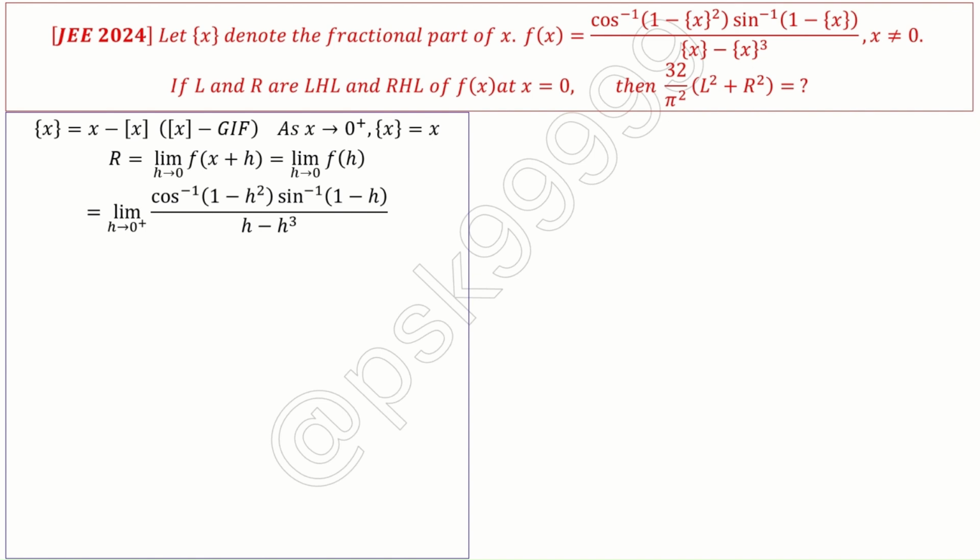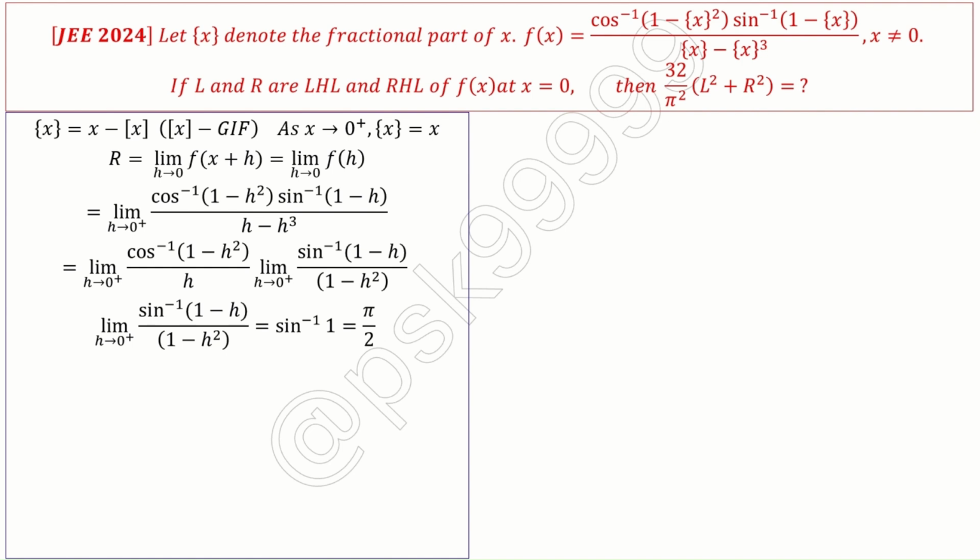So limit h tends to 0 plus cos inverse of 1 minus h square, sin inverse of 1 minus h, divided by h minus h cube. I can rewrite this as limit h tends to 0 plus cos inverse of 1 minus h square by h, and limit h tends to 0 sin inverse of 1 minus h divided by 1 minus h square.